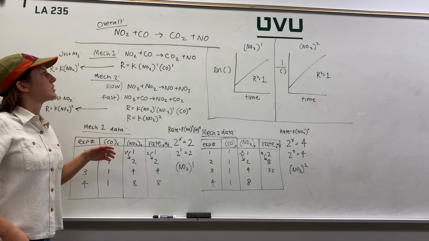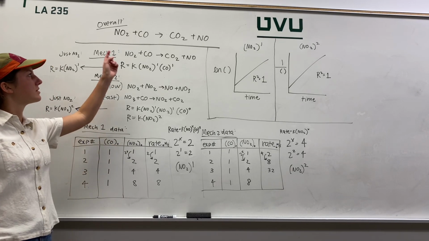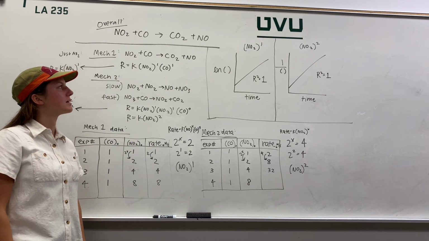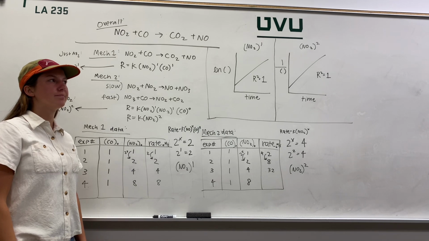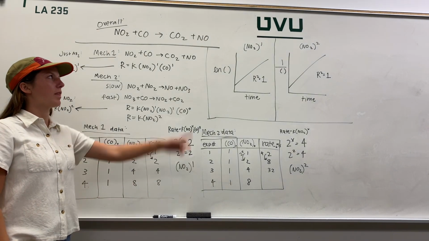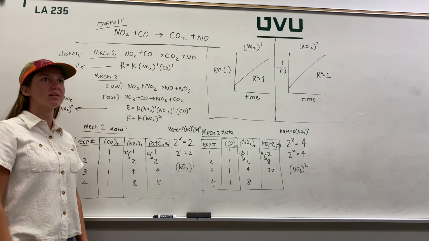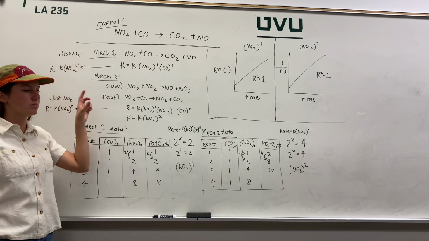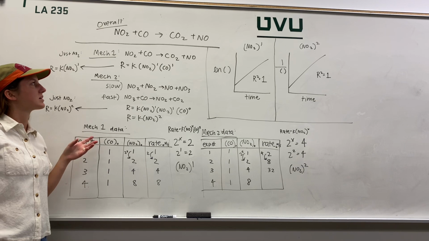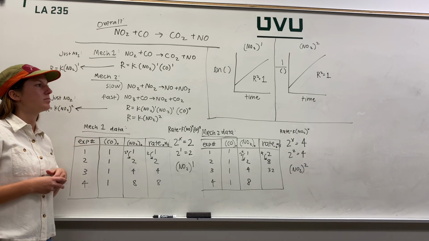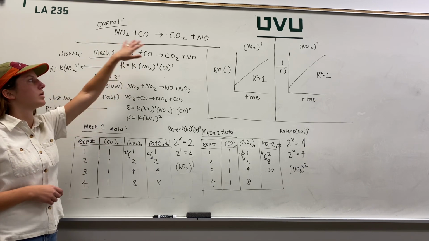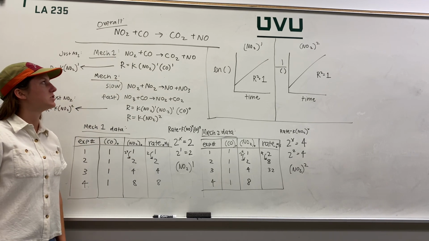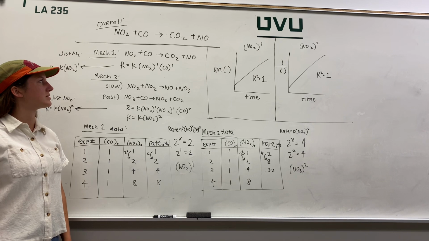We are given an overall reaction, which is nitrogen dioxide plus carbon monoxide yields carbon dioxide plus nitrous oxide. I'm going to call that NO because I actually don't remember what that's called. We're also given two proposed mechanisms that will both equal this overall reaction. The first mechanism is NO2 plus CO yields CO2 plus NO.